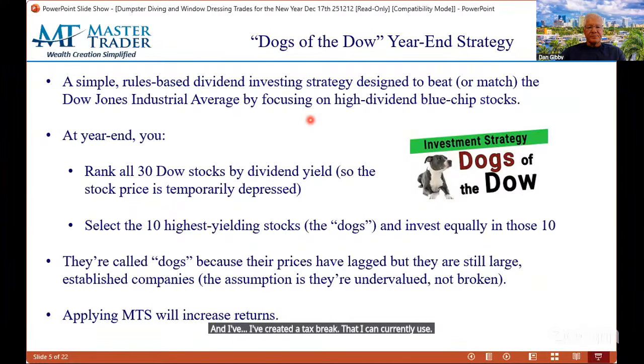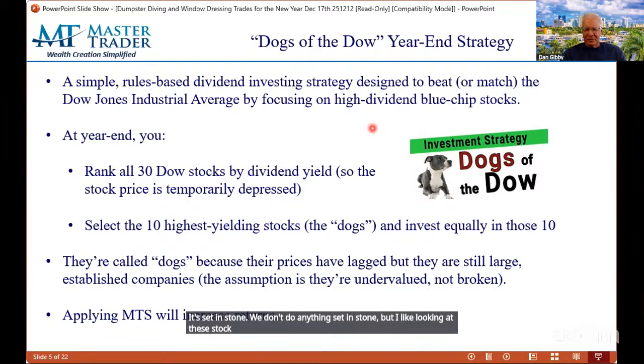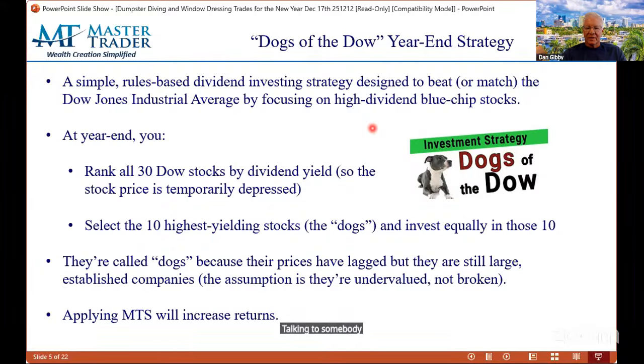Dogs of the Dow year-end strategy. Whoever came up with this, it's a rules-based approach. It's set in stone. We don't do anything set in stone, but I like looking at these stocks. Greg, you were talking to somebody in the green room today about having a bias, fundamental, whatever it is. If it's not confirmed by a chart, it's meaningless to us. So this strategy, I'll tell you what they do, but my response to this is, sure, go through it.